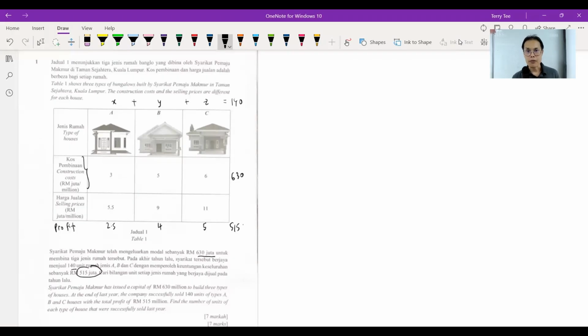So here we can see quite clearly there are 3 equations. The first equation is X plus Y plus Z equals 140, total number of houses, right? You're supposed to find cari bilangan setiap jenis rumah, which is type A, type B, type C. I call it X, Y, and Z. So we start off by forming the first equation. Second equation will be your construction cost, which is 3x plus 5y plus 6z. And the total is 630, right? Call this equation number 2. The third equation will be your profit, 2.5x plus 4y plus 5z.